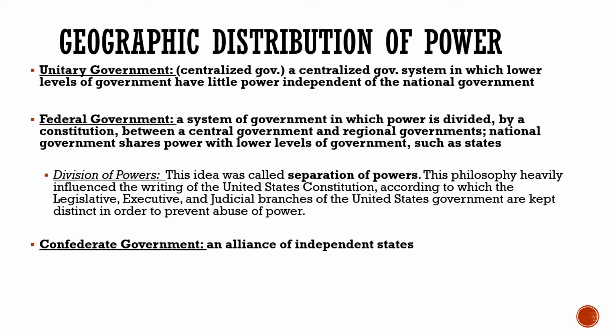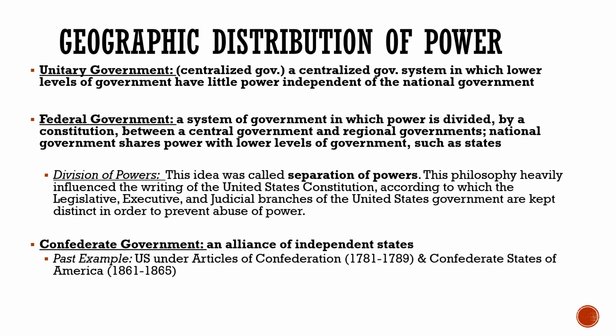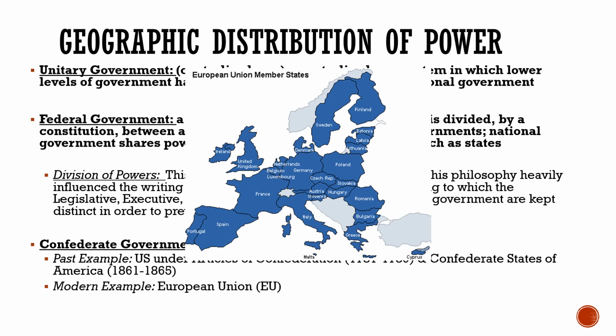We also have a confederate government. We do not have one of those, but the European Union does, and it's an alliance of independent states. Historically speaking, we've had them before: the U.S. under the Articles of Confederation and the Confederate States of America. And then, of course, presently, as already mentioned, we have the European Union as a modern-day example of what a confederate government would look like. Here's a map of the beloved EU. This little spot right here is actually Switzerland, and they do not participate in anything related to the EU. And Great Britain just voted to leave, so we'll see how that plays out later on this year.